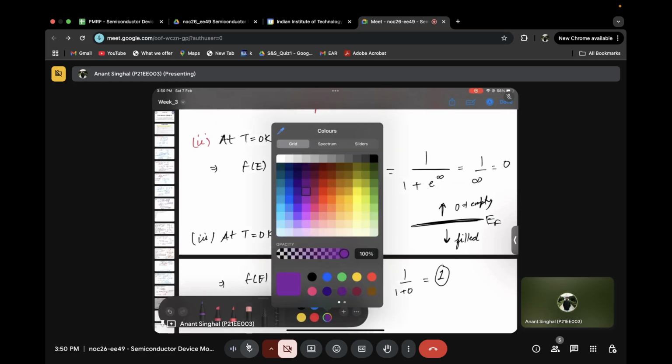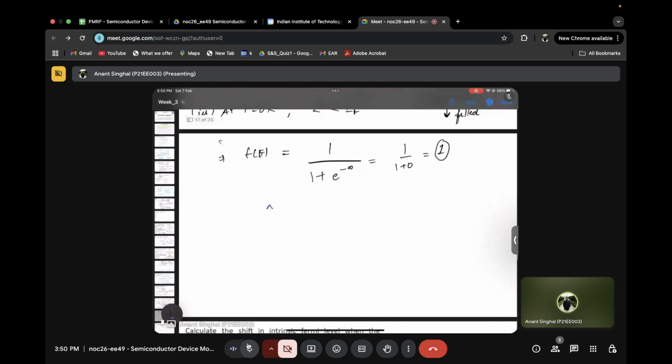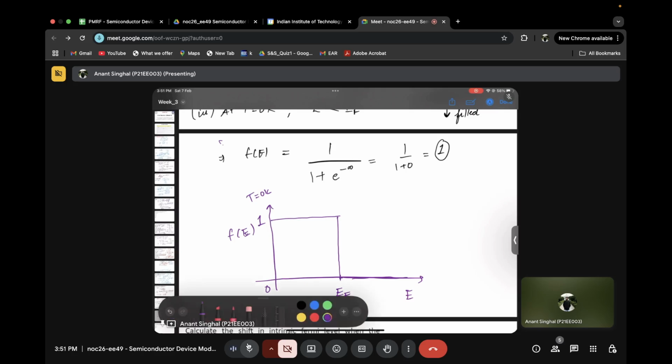Let's have more clarification. Now, if I plot the Fermi Dirac function with respect to energy only, I'm drawing it for temperature equal to 0 Kelvin as of now. Below EF, the probability of finding an electron is 1. After EF, it is 0. So this is 0, this is 1. Are you all able to understand this plot? Yes, yes.